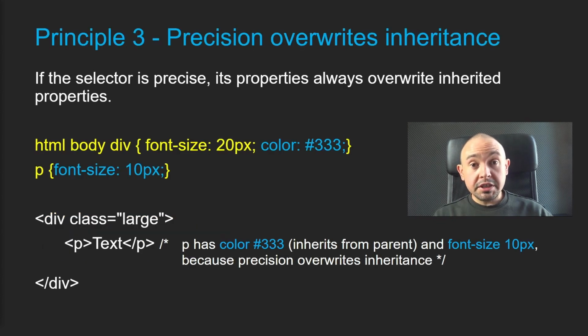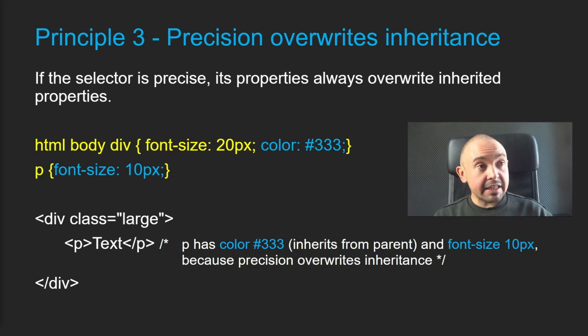Principle 3. Precision overrides inheritance. If the selector is precise, its properties always override inherited properties. The p tag will inherit the color from its parent, but not the font size, because the font size property has been assigned precisely to this element, as we can see in the second CSS rule referring to the p tag.